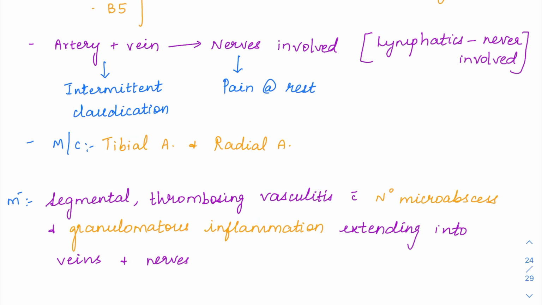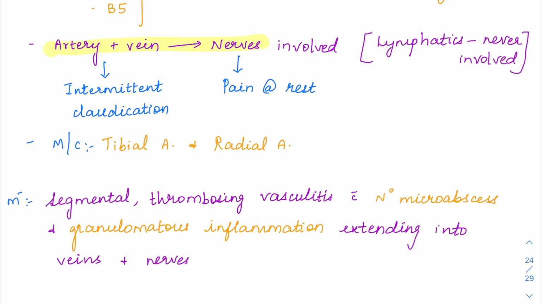Another important feature about TAO is the patient will initially present with intermittent claudication. That is, the patient can walk for some time and then he'll have pain and then he'll take a rest. Then again he'll walk for some time and sit for a while. This is the classical feature which Buerger's disease presents, and this is because the inflammation is actually involving the artery and vein. But later on, this inflammation can start to involve the nerve as well. When the nerves are involved, the patient will have pain even at rest. Without even walking, the patient is going to have pain. That is a very important feature of TAO.